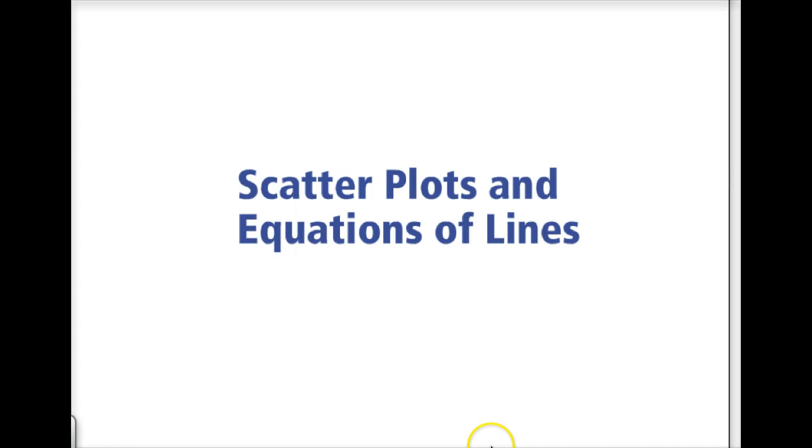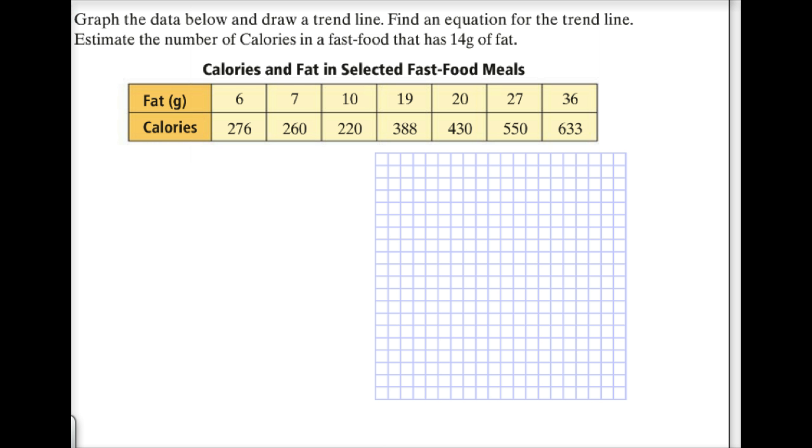Scatterplots, and equations of lines. So we've worked on this from chapter 1 this year, but we're going to revisit it using different forms of equations of lines. We're going to actually probably use point slope form. So what we're going to do, first of all, you've been given a set of data, and the first step you need to do is to graph that.